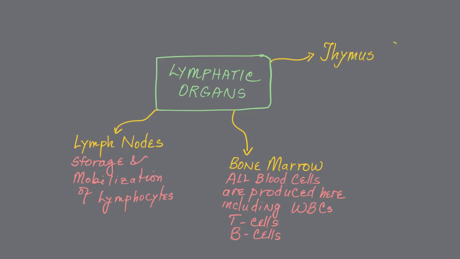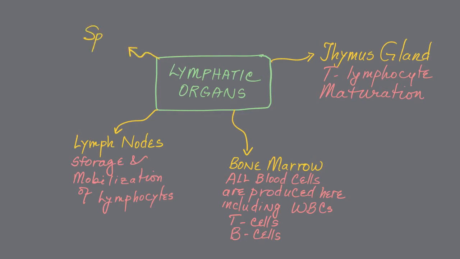The T lymphocytes, on the other hand, need the thymus gland, which is the third organ of the lymphatic system, for maturation. So the T lymphocytes mature in the thymus gland because the thymus gland releases a hormone called thymosin. The last organ is the spleen. The spleen stores all the formed elements, white blood cells, red blood cells, and platelets.